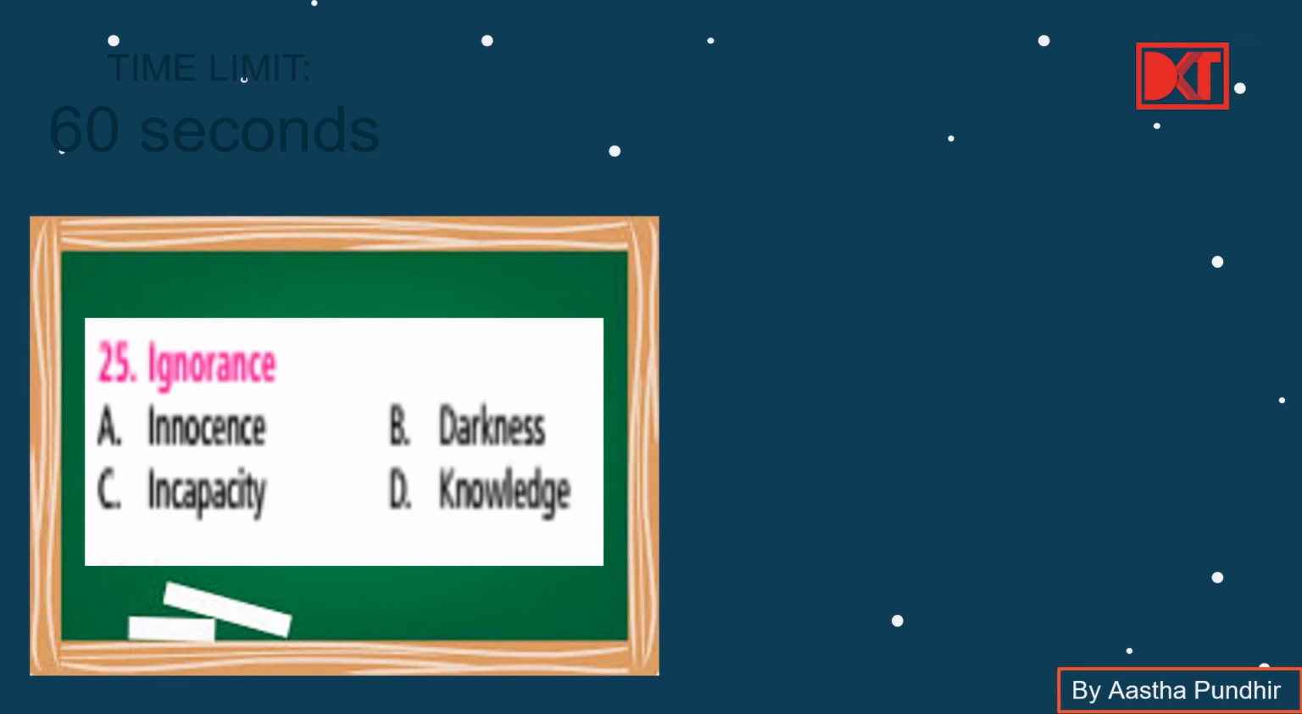Alright, the next word we have is ignorance. The options are innocence, darkness, incapacity or knowledge. Now the opposite of ignorance, pretty easy, is knowledge. Knowledge is the awareness about something. Ignorance is lack of knowledge about something, you know, not being aware of something.